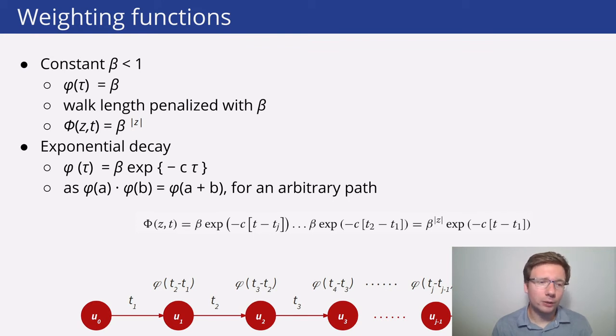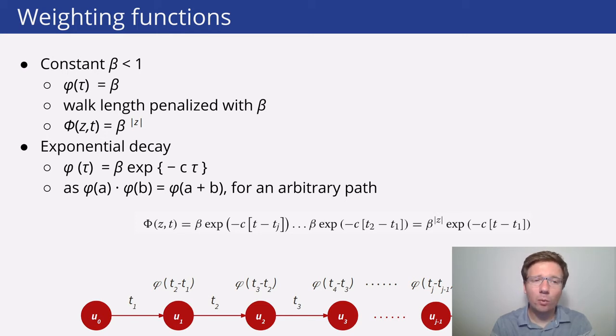Another way is to explicitly include time in the definition, and with a certain exponential decay score the time difference between the adjacent edges appearing in a time respecting walk, and then this will result in a definition which not only penalizes the length of the walk but also the length in time with an exponential function.